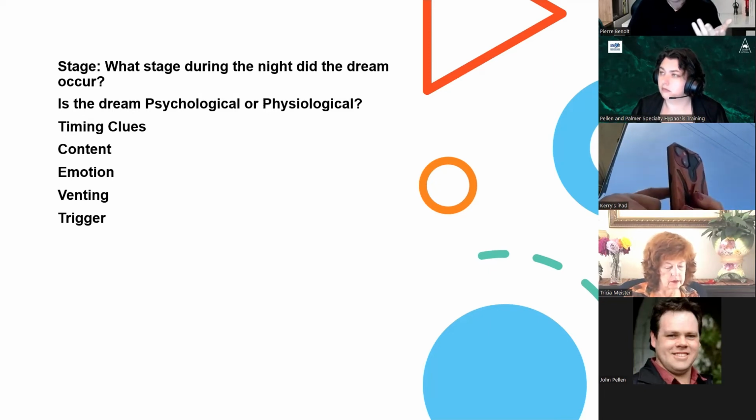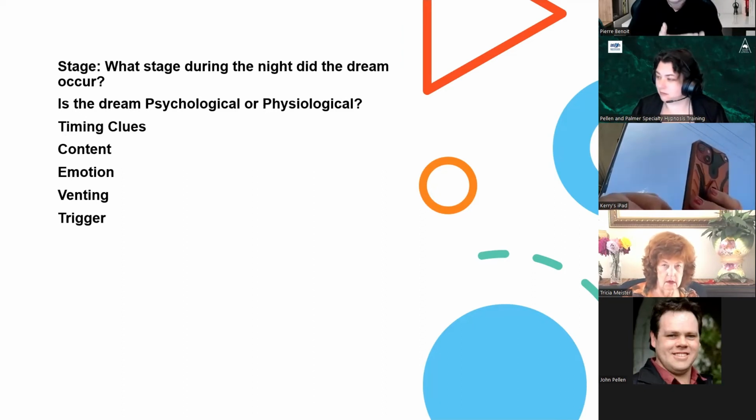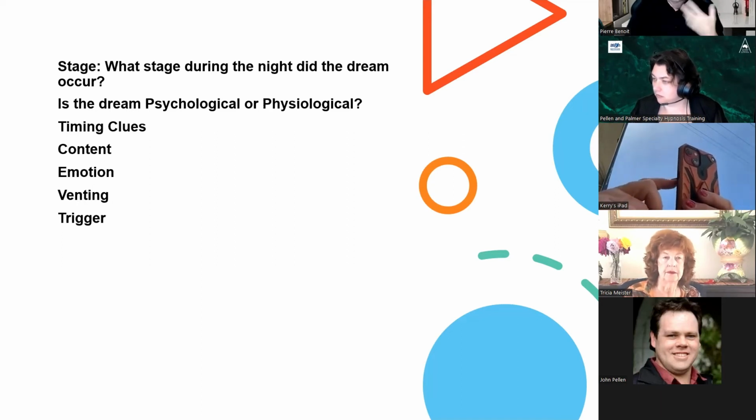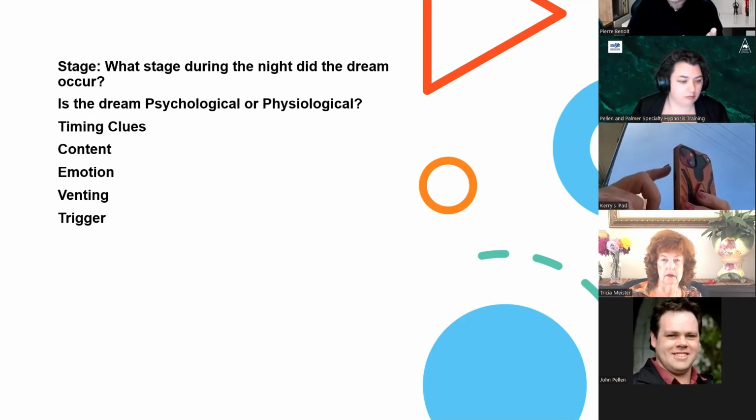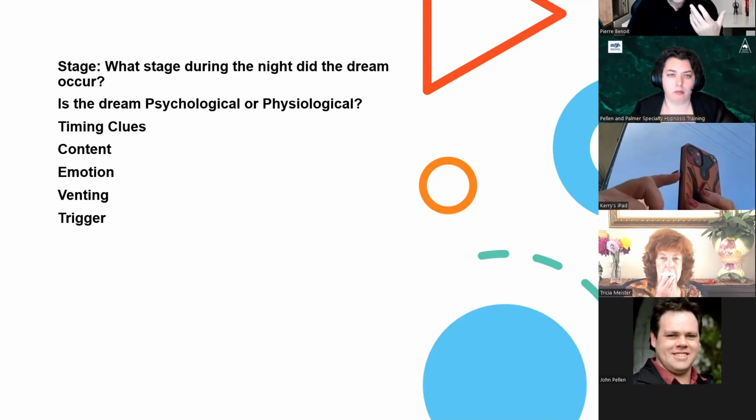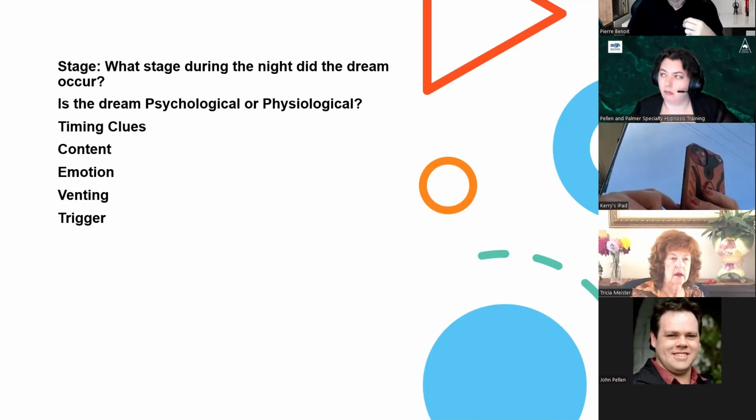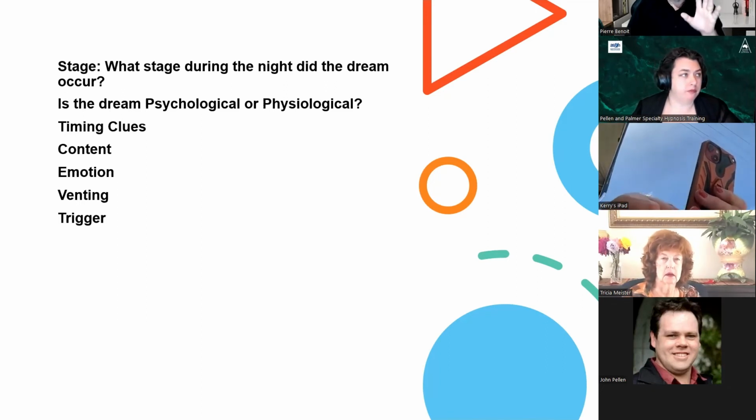The content, of course, if we don't have content of the dream, we can't do anything. So they need to bring in something that's written. And the emotions that have been stirred up within the dream. The venting, and what triggered it. So these are 7 important points that give us a good idea of how to work with the dream analysis.